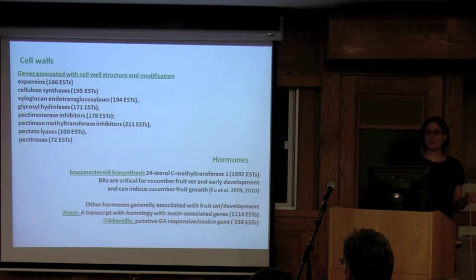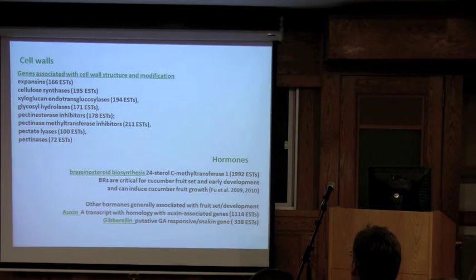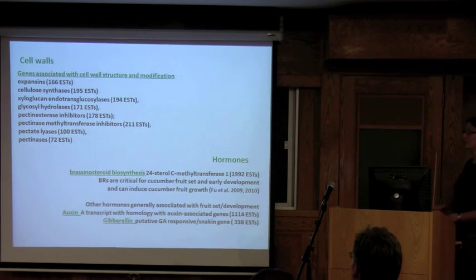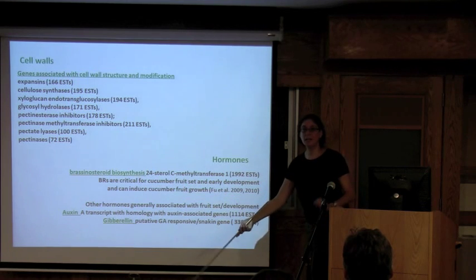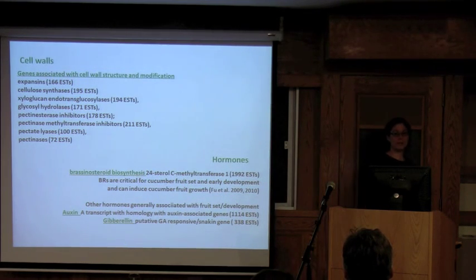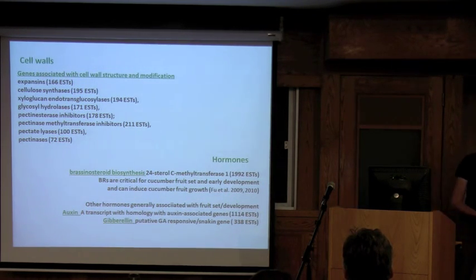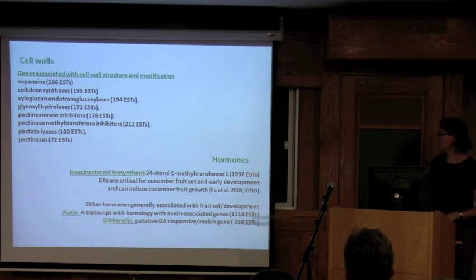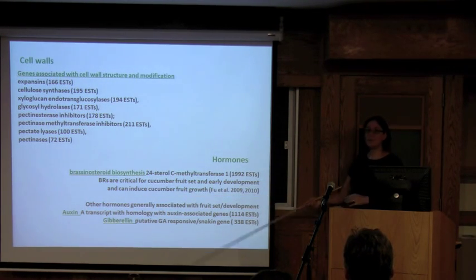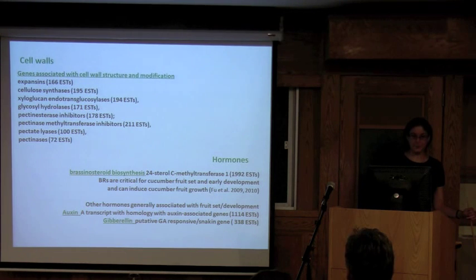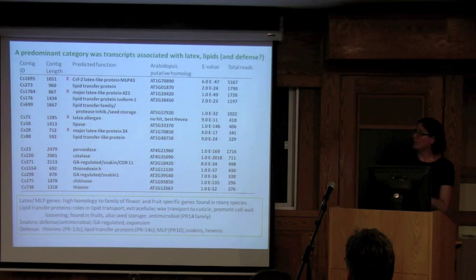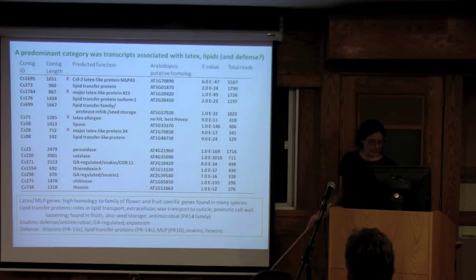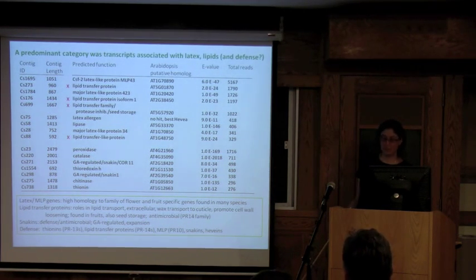Some of the other categories that were highly expressed were genes associated with cell walls. Again, you would expect that for growth, as well as several hormone-associated genes, including a key enzyme in brassinosteroid biosynthesis. And brassinosteroids have been shown to be critical for cucumber fruit set in early development, and they can induce cucumber fruit growth. Another category that was very highly expressed was latex-associated proteins and lipid-associated proteins.